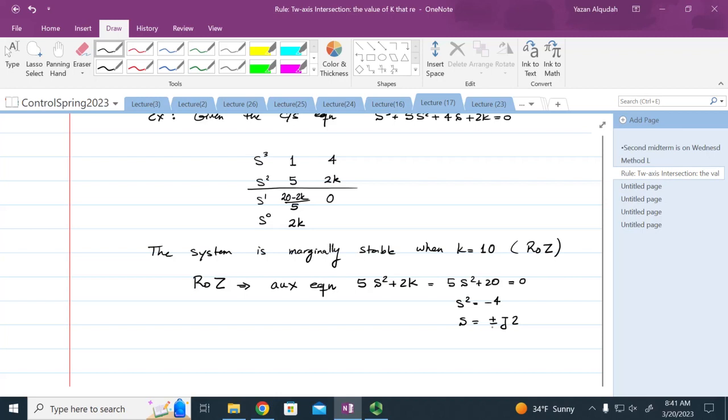When is the system stable? What are the values of k that will result in a stable system? Between 0 and 10, because we're going to have the first column all positive. If it is between 0 and 10, there are no sign changes. When it is 10, we're going to be on the j omega axis. When k is greater than 10, we're going to be moving to the right half plane and the system is unstable. Together? Everybody? Okay.